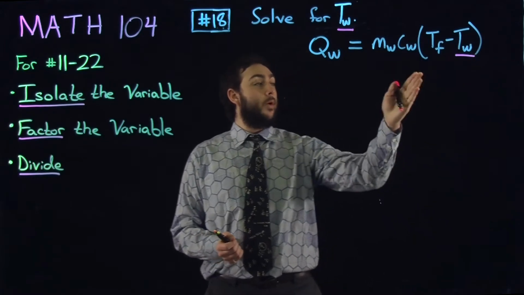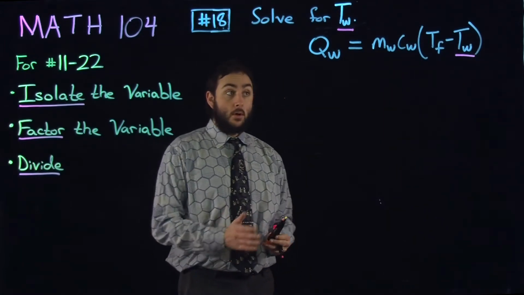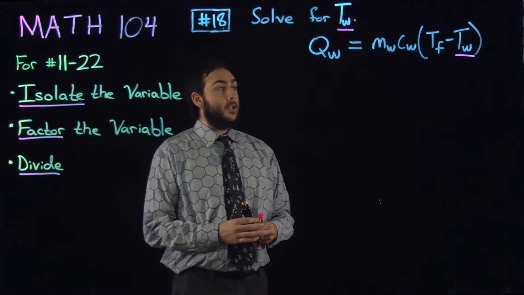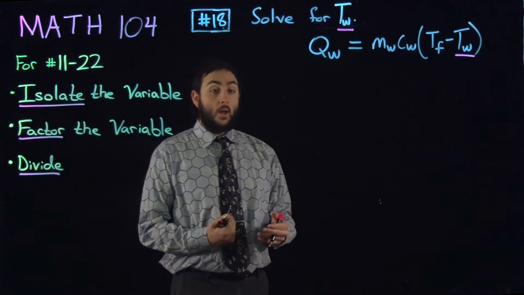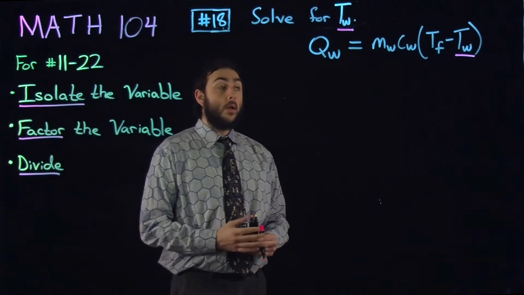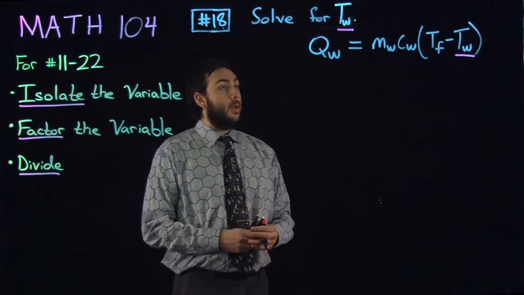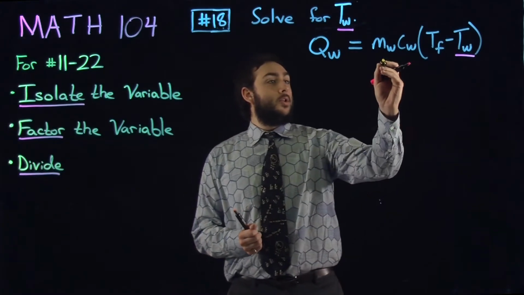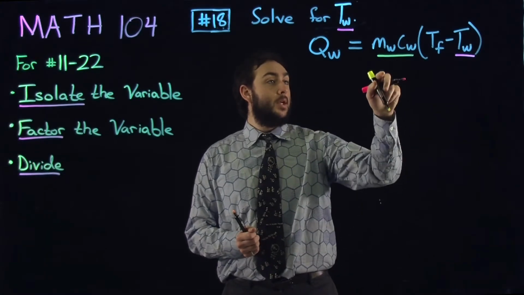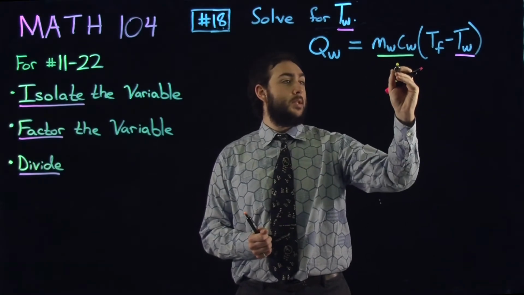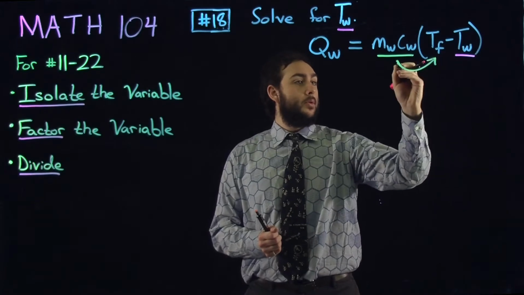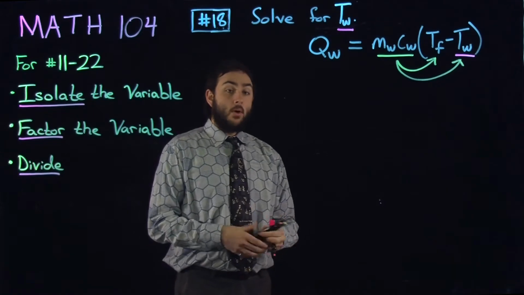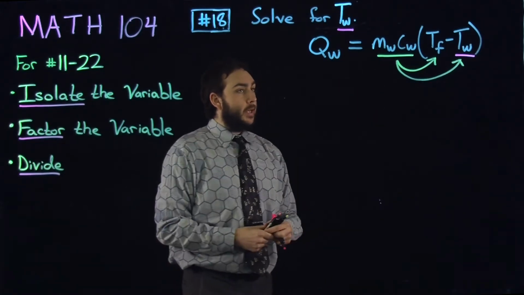So we're going to focus on the t sub w term in this equation. Our goal is to essentially get all of the t sub w's on one side of the equation. Now here there's only one, but in general there may be multiple. So the first thing we're going to do is distribute this product, m sub w times c sub w, into this expression.